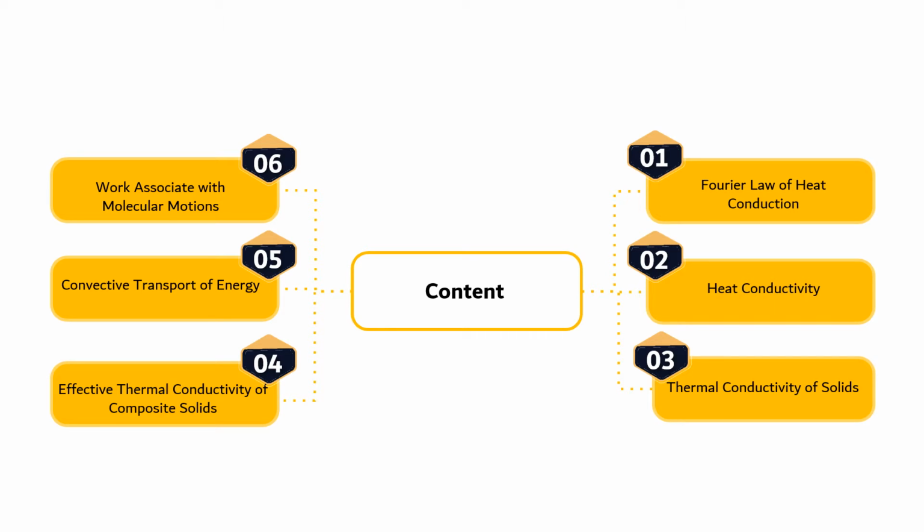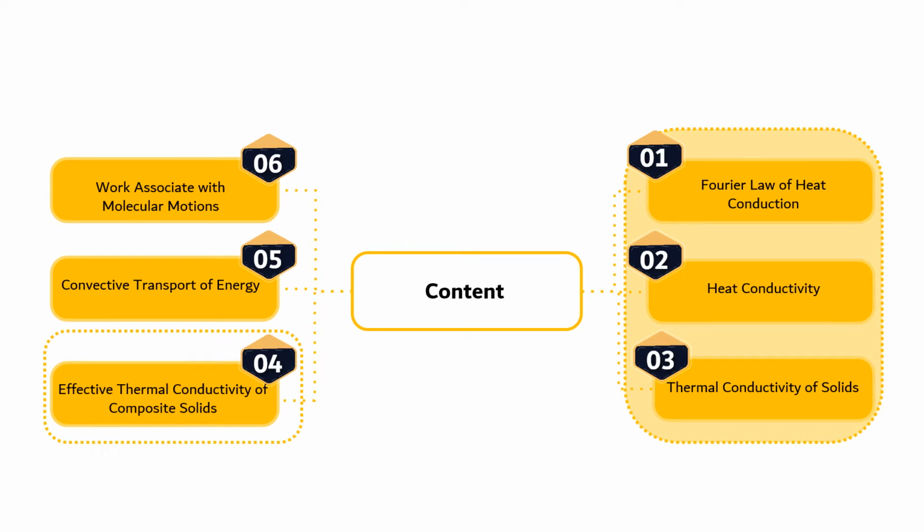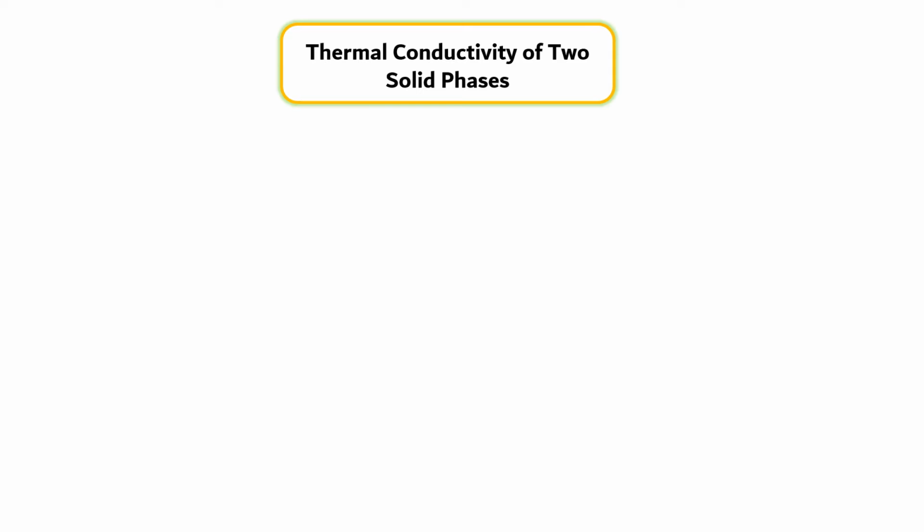Previously, we have discussed Fourier's law of heat conduction, heat conductivity, and thermal conductivity of solids. In this segment, we will discuss effective thermal conductivity of composite solids. Thermal conductivity of a two-phase solid involves one solid phase dispersed in a second solid phase, or solids containing pores such as granular materials, sintered metals, and plastic forms.